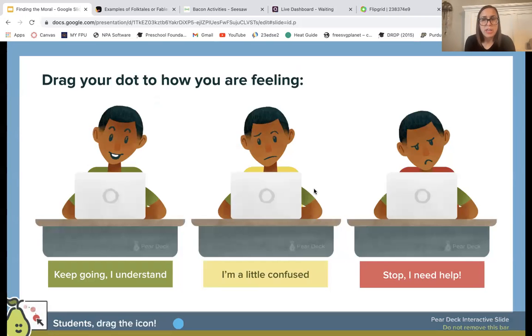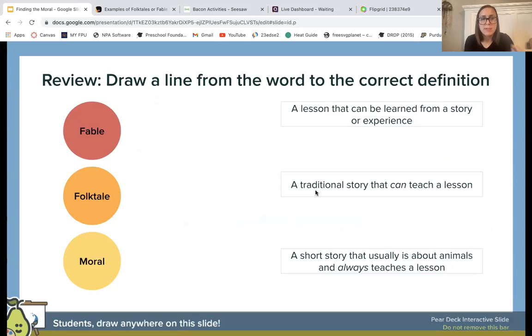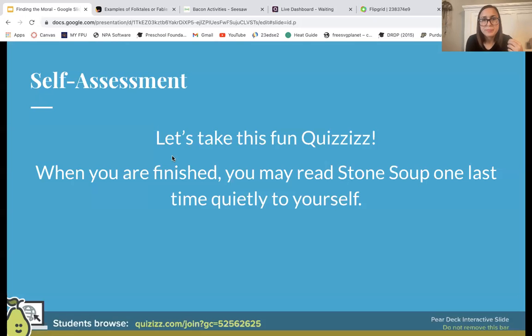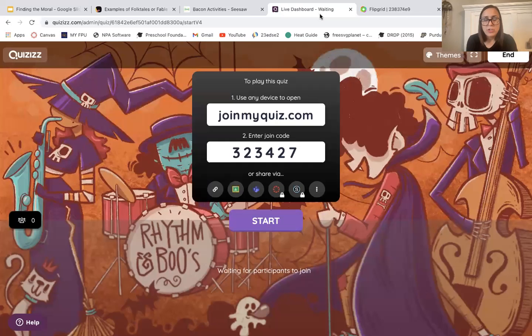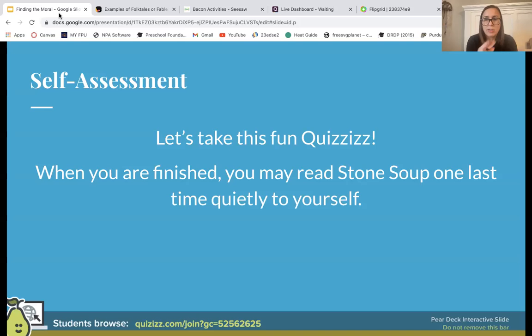I'm going to ask them how they are feeling, and then they can put it in the Pear Deck. They're going to review the key terms we discussed by drawing a line from the term to the definition. Then they're going to take this quiz. Again, it's going to be right in front of them, and it's just a fun quiz with some questions about the story and terms.